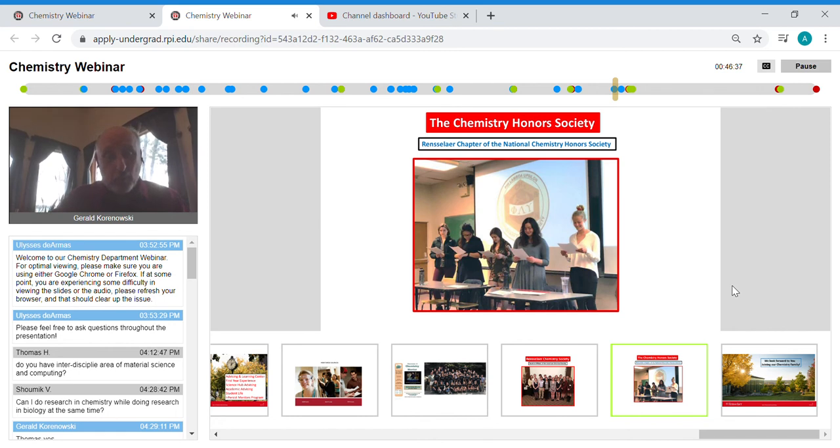If you do really well in chemistry, and after you've taken a certain number of credits, I believe it might be 20-some credits with a certain GPA, you can be invited to join the National Chemistry Honor Society. And this is a picture of the officers. They were inducting new inductees in this photograph, but that's available to you.